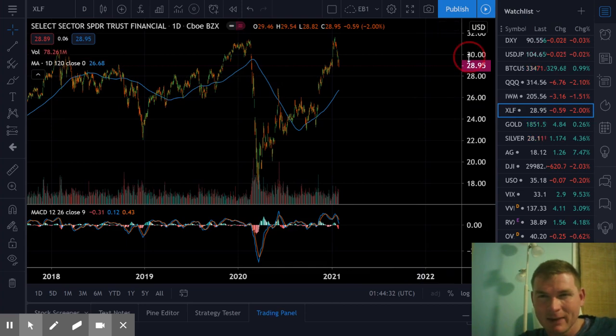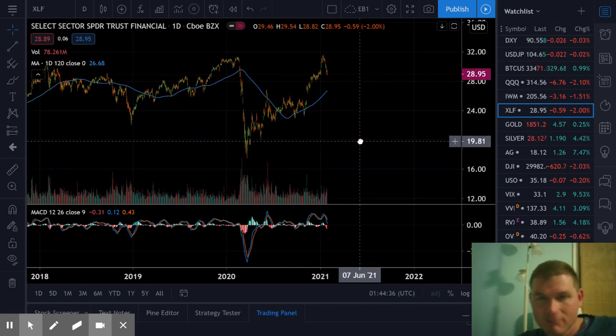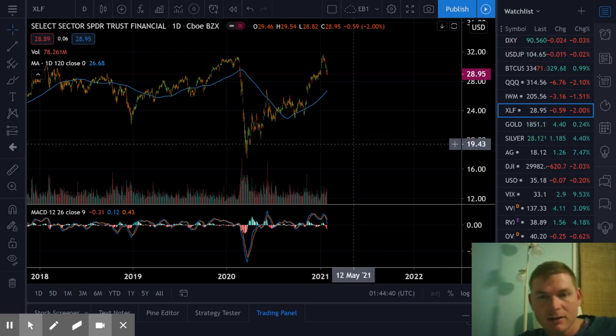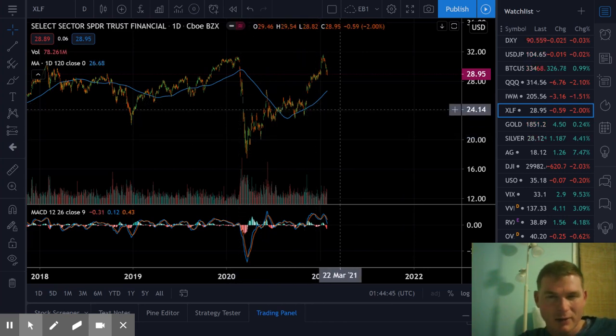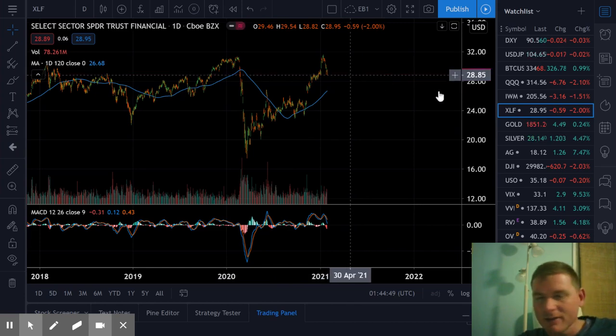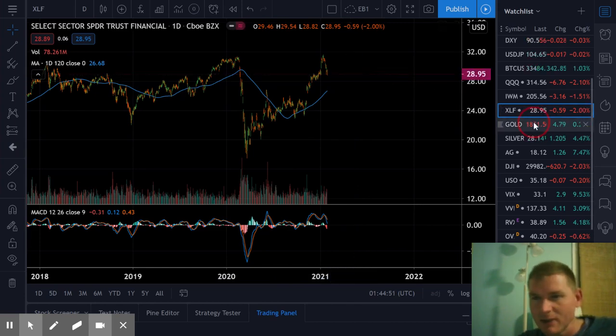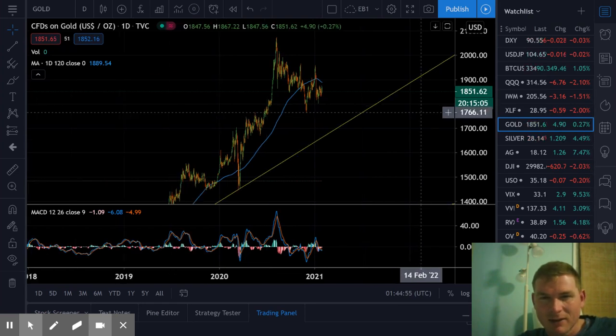Financials are broken down. It looks pretty bearish. So usually financials kind of indicate the broader market a little bit. So a little bearish on the financials, maybe bearish, not a big deal. Gold just kind of pulling back a little bit.